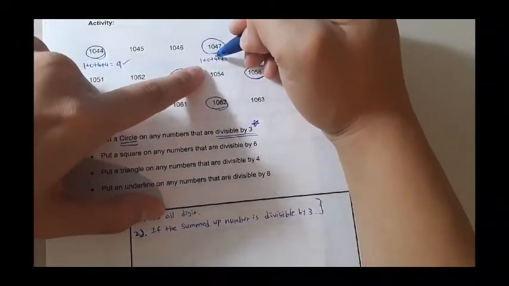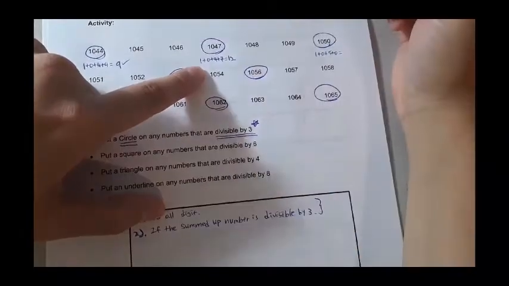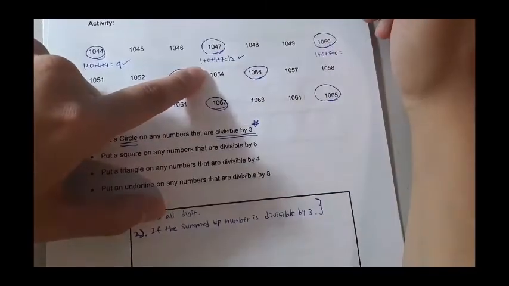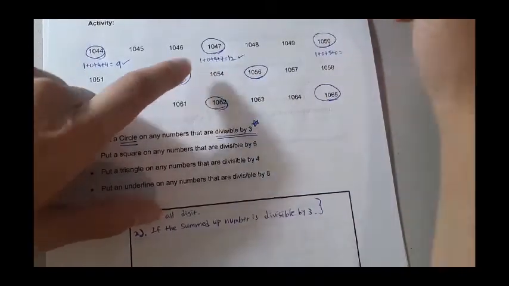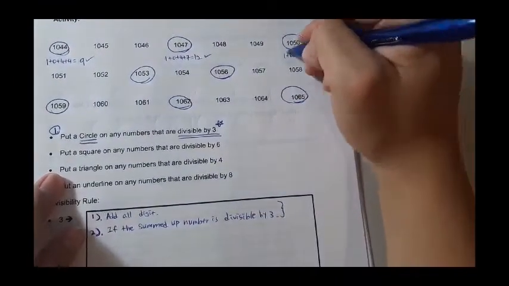Same thing. 1 plus 0 plus 4, that's 5. 5 plus 7 is 12. Is 12 a number that is divisible by 3? Yes, it is, because 4 times 3 is 12. Other parts: 1 plus 0 plus 5, that's 6.